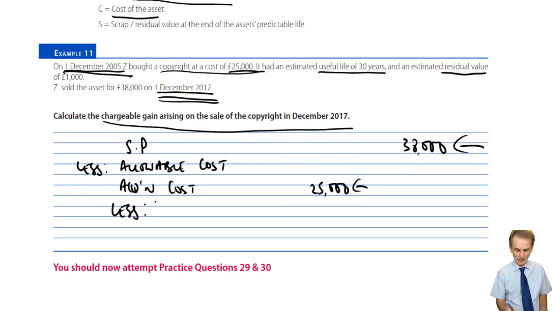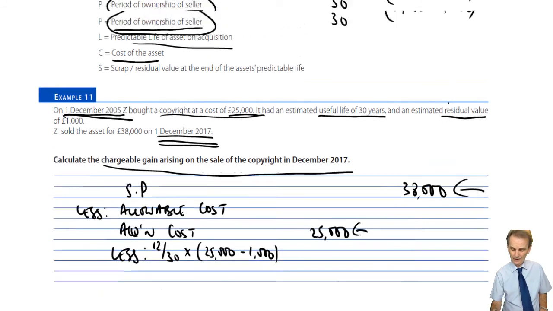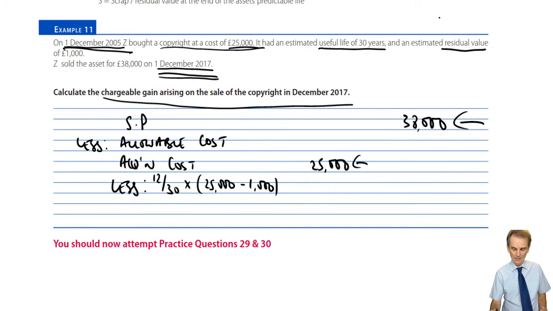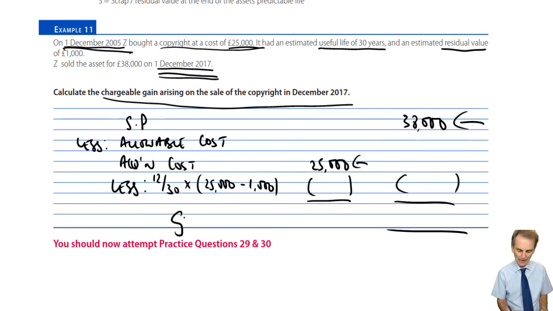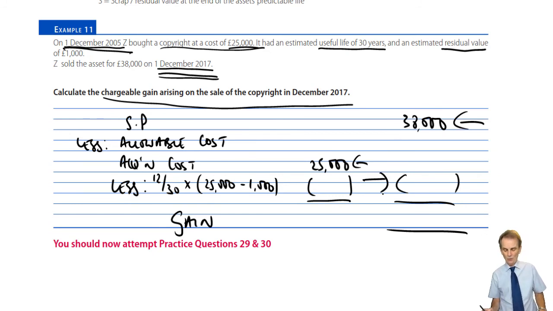So this therefore 12/30 times 25,000 minus 1,000. I think that was what we had there. Yep, there we go. And that is a deduction. That's a deduction from your original acquisition cost to give you the allowable cost to then feed in to your gains calculation. So put that through your calculator, get your figure. That then will give you your allowable cost, which you'll deduct in deriving your gain.